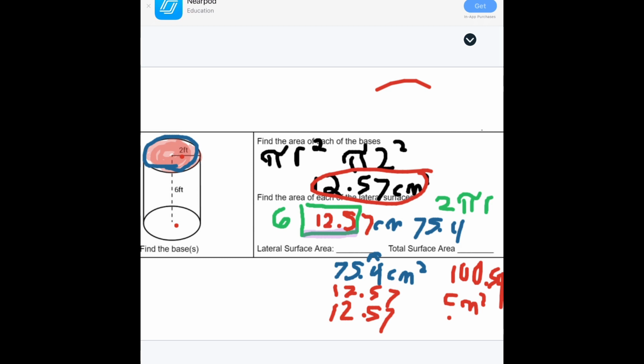You should have your length and your width for that rectangle and should be solving for the area of that rectangle now. You should have your lateral surface area and be adding it to your total surface area, or to your area of your bases. And you should be done.